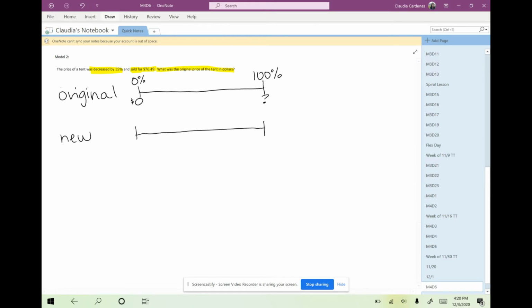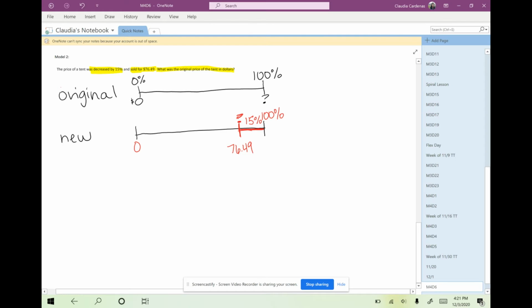Now, when we look at the number line for the new total, we see that, again, it goes from 0, but then it's decreasing by 15%. So it's actually less than the original price. So here it is $76.49, and that's a difference of 15%. Okay, so again, if this entire number line represents 100%, and this piece here is the 15% decrease, how can we figure out the percentage that 76.49 actually represents?